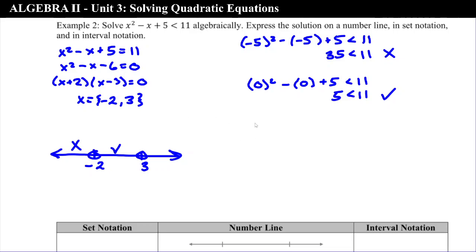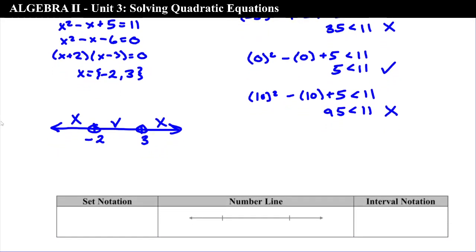And then finally, let's just use 10. 10 is greater than 3. 10 is fairly easy to work with. And when you do that math, you get 100 minus 10, which is 90, plus 5. That's 95 is less than 11, I should say. And that's not true. So we're going to put an X there.